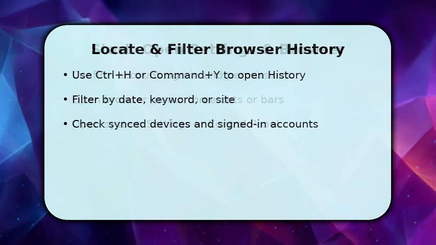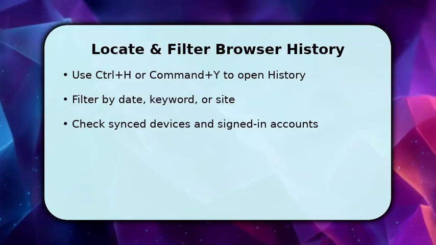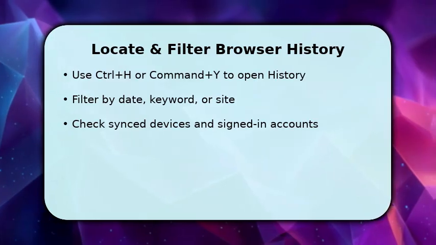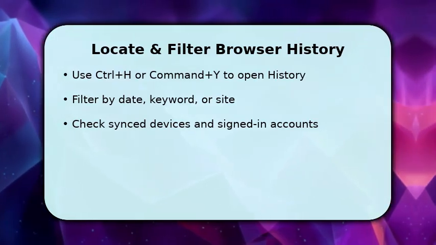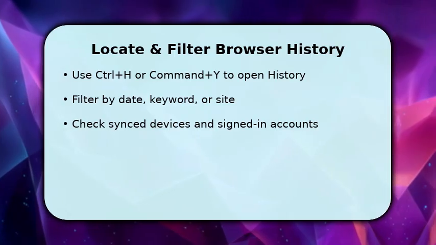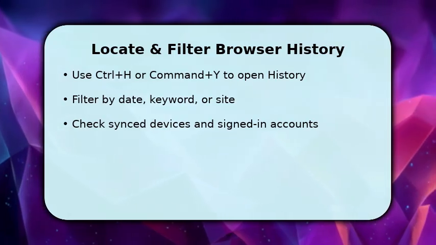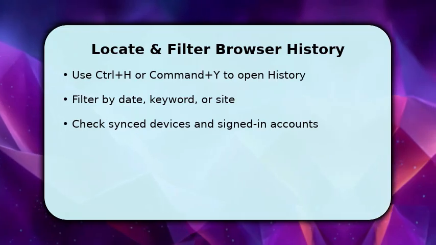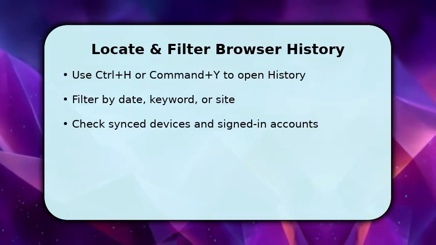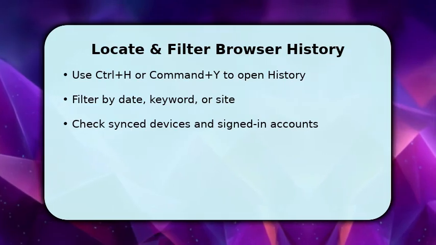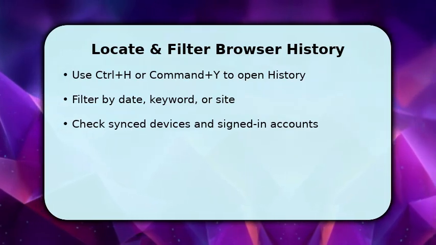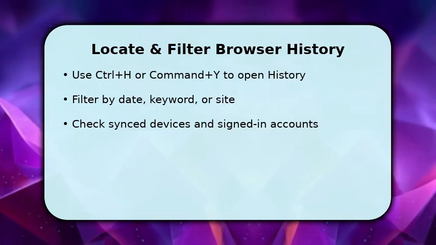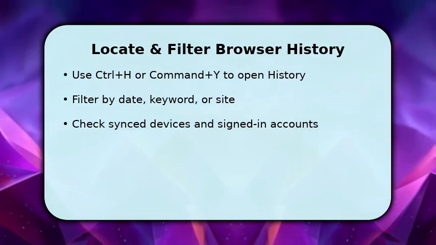You now open the browser history view using keyboard shortcuts like Ctrl+H or Command+Y. This drops you straight into recent entries. Once there, filter by date range, keyword, or domain to narrow results. Use the search box at the top. Make sure to inspect synced devices or other devices sections so you don't miss entries from phones or tablets. If you use a signed-in account, open My Activity on the search engine to see broader search logs and cross-check with browser records for completeness.